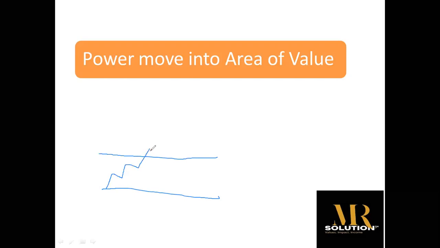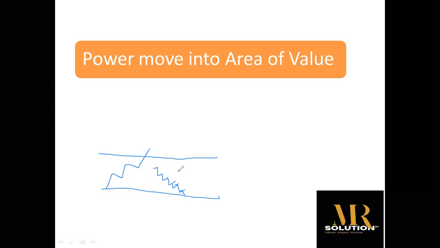than, let's say, something like this. I don't trade this kind of thing, because it's very difficult for me to know where my area of value is. Is it here? Is it here? This is a bearish trend, making a series of lower highs and lower lows.